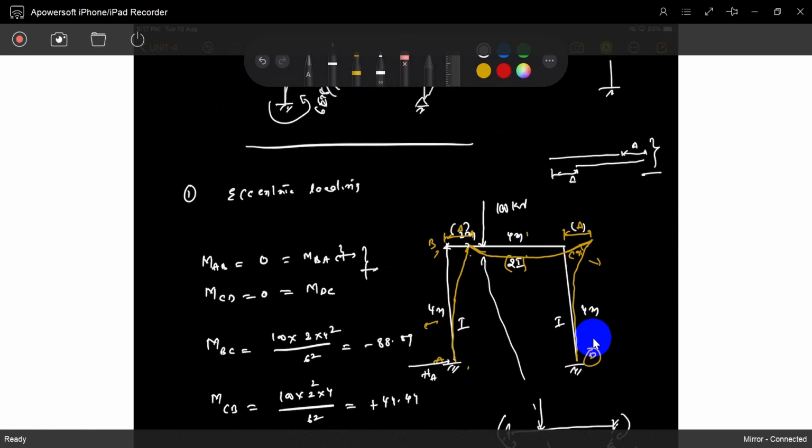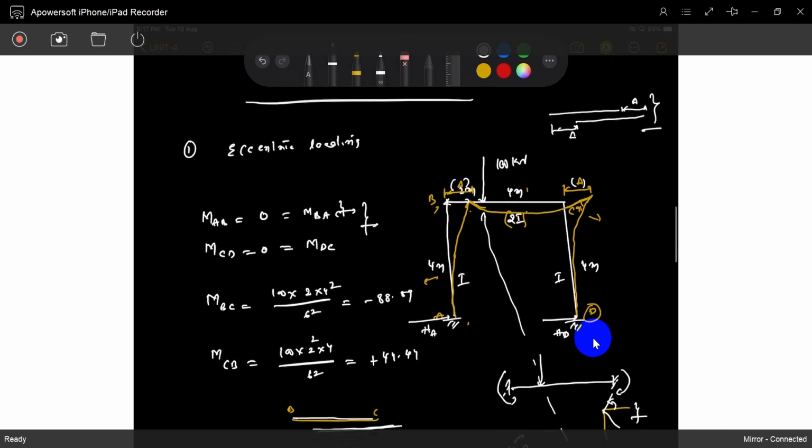So what are HA and HD? This has HA, this has HD. If you want equilibrium in this situation, the total horizontal force should also be equal. HA plus HD is compulsorily equal to 0, because there is no other horizontal force in the system.